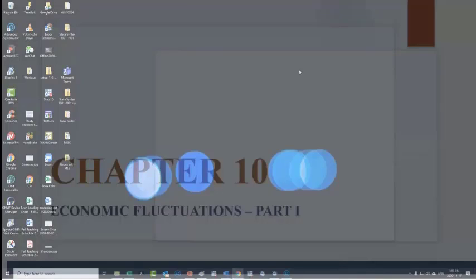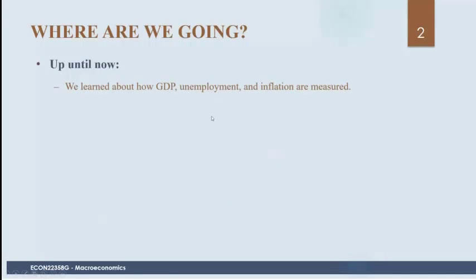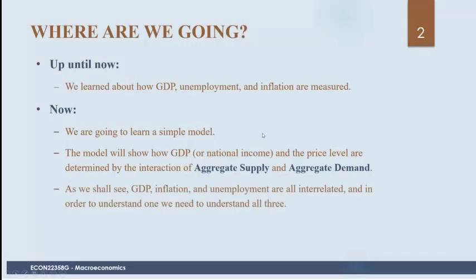So let's get started. Today we're going to develop a simple aggregate supply and aggregate demand model, and that's what we cover in Chapter 10. Up till now, we learned about GDP, unemployment, inflation. We learned about how they're measured, but now we're going to learn a simple model where we actually determine these levels within a model. The model will show how GDP or national income and the price level are determined by the interaction of aggregate demand and supply.